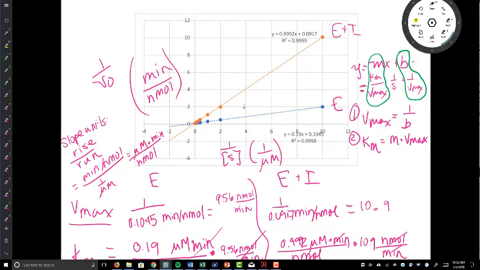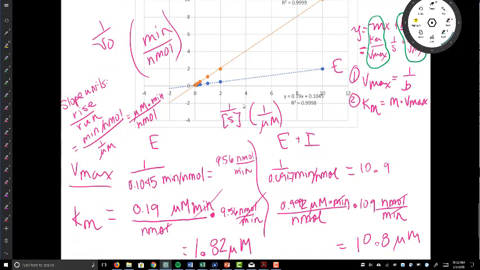A lot of you guys put nanomolar or nM instead of nanomoles, and if you did that, you lost a point, because in this case, the units are nanomoles of enzyme produced, not nanomolar. And again, the units on the y don't have to match the units on the x. It's okay, it works out.